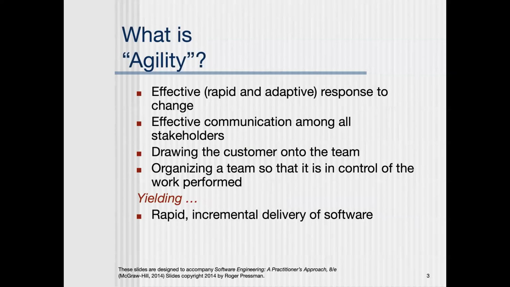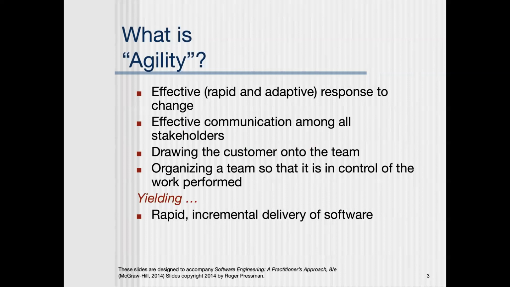So agility is all about change. If you knew in advance exactly what the product was going to be, you wouldn't have to worry about agility. You could just plow right through and it would be fine. Also, agility in this development methodology means effective communication among all stakeholders. Stakeholders are pretty much everybody that has anything to say, either customers or users or other developers, business executives, whatever.